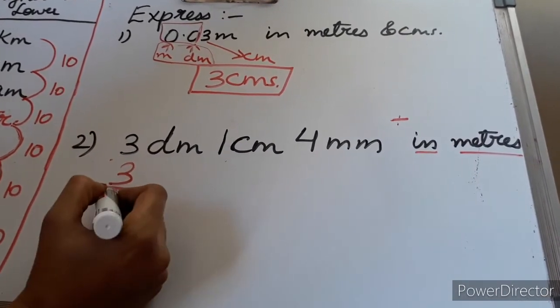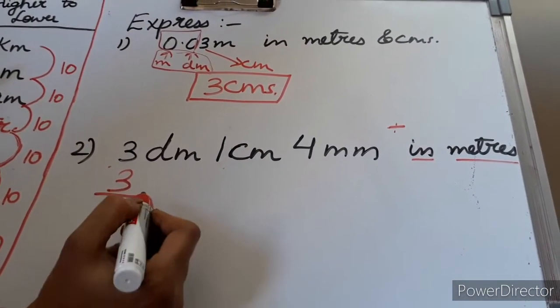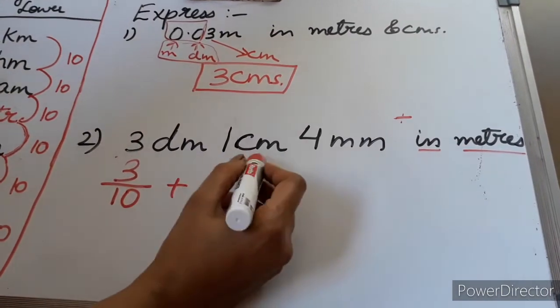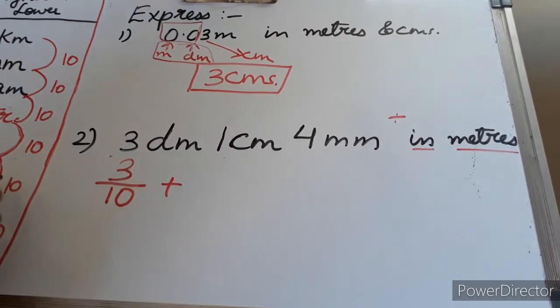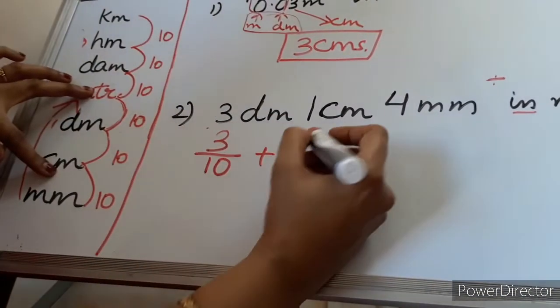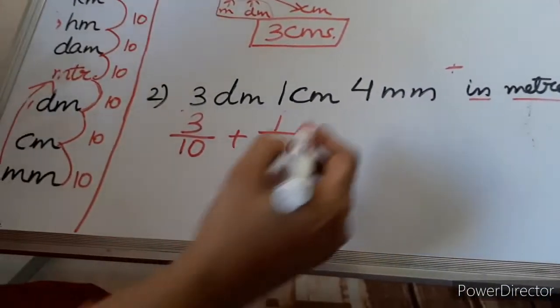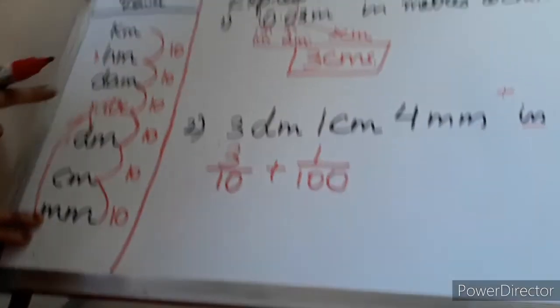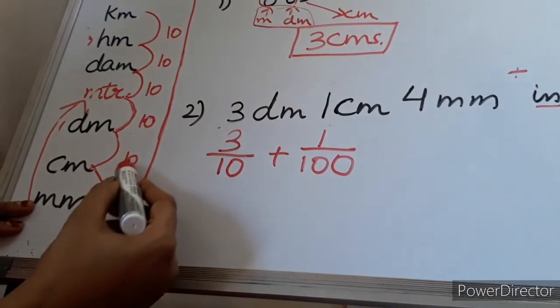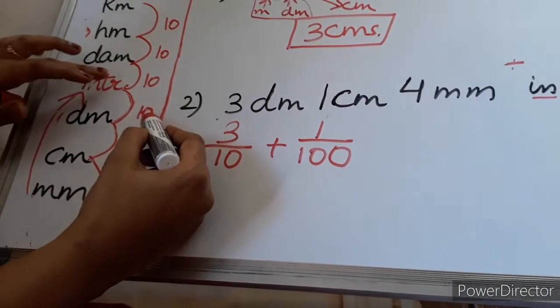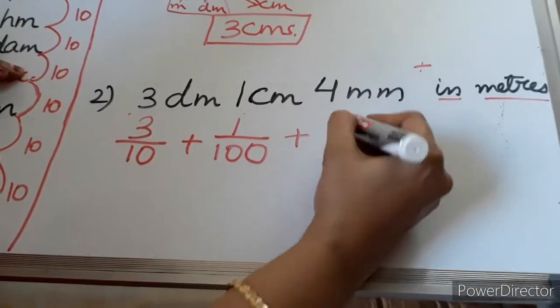3 divided by 10, this is the difference of 10. Then 1 centimeter, centimeter and meter, 10 into 10 will be what? 100. 1 divided by 100. Then millimeter and meter, there is a difference of 1000. 10 multiplied by 10 multiplied by 10 till meter. This is 1000.